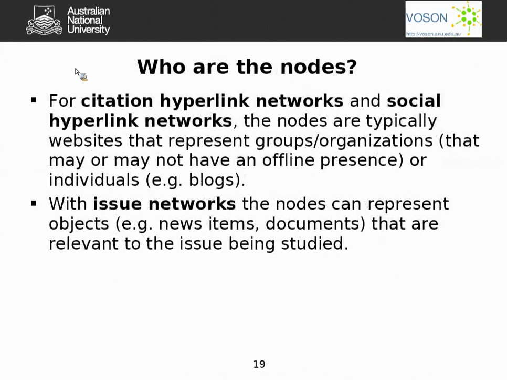Firstly, who are the nodes? Well, in a citation hyperlink network and a social hyperlink network, the nodes are typically going to represent websites or represent organisations or groups. Some of these may have an offline presence, or they may not. With an issue network, the nodes can represent a much greater number of actors or types of actors. They can represent news items or documents. And as I said before, they can also represent actors who are on opposing sides of the issue.